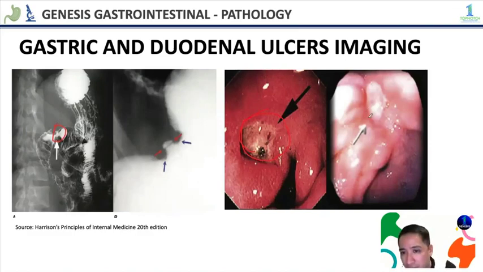You will see also here the radiating mucosal folds, the benign gastric ulcer showing a discrete crater with radiating mucosal folds, originating from the peptic ulcer margin. So that's it for gastric and duodenal ulcers.